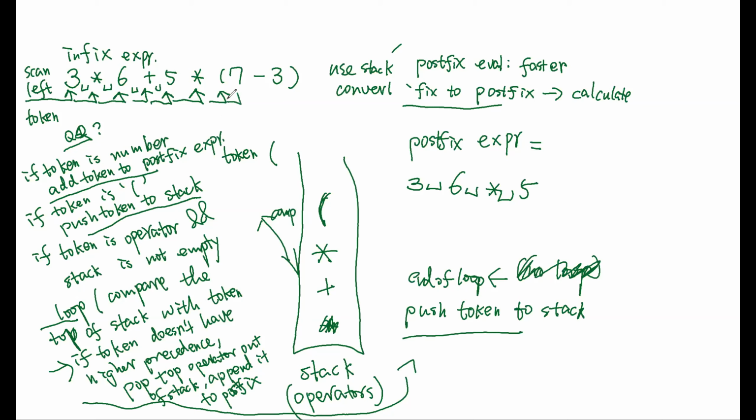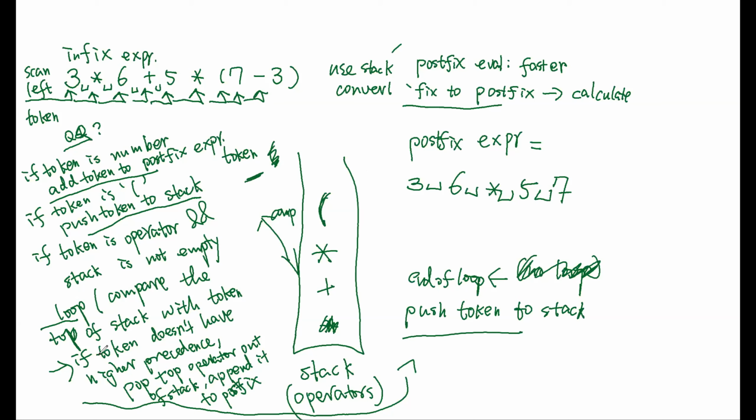And then let's continue. Next is 7. If it is 7, what should we do? 7, it's a number, is it? Number, I just add it to the postfix. And next, the token is the minus sign.